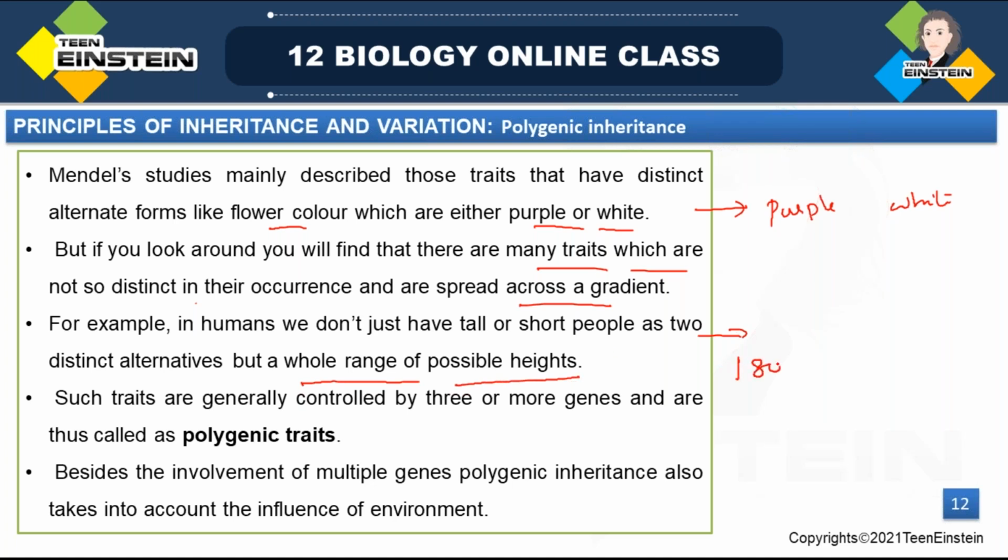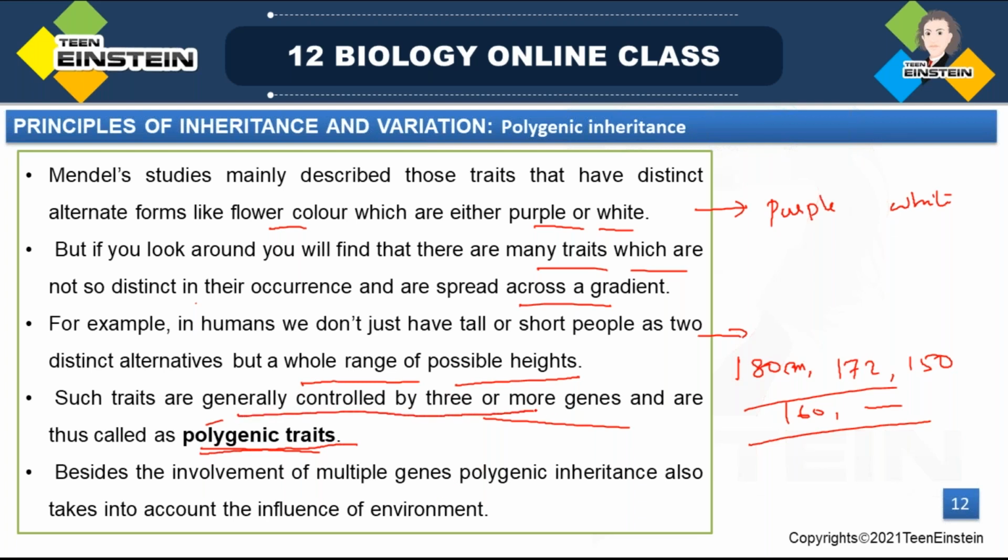One person will say 180 centimeters, some will say 172, some may say 150. Among females, they will say 160, 150, like that. So there is a different range for normal height, right? Traits that are generally controlled by three or more genes are called polygenic. Poly means more, multiple. A polygenic trait is a character controlled by three or more genes.